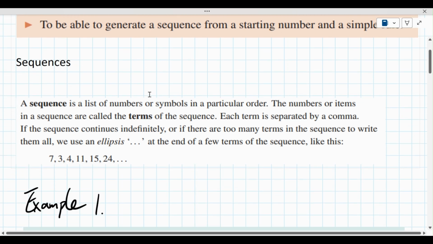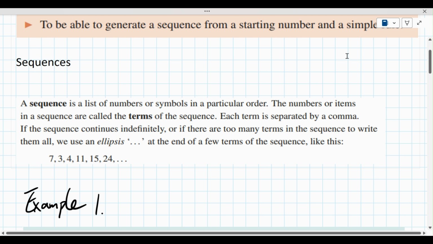Before we start, we need everyone to know what a sequence means. A sequence is a list of numbers or symbols in a particular order. This is pretty important to understand. The items in the sequence are called terms. I really want you guys to highlight this one and put it into your reference.